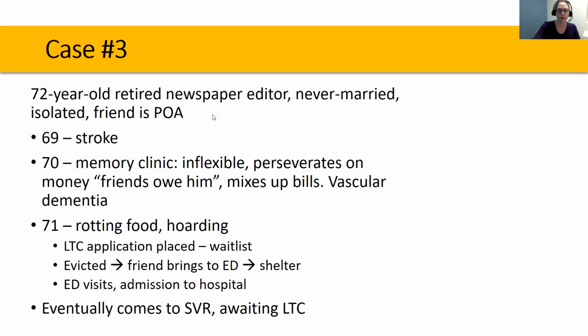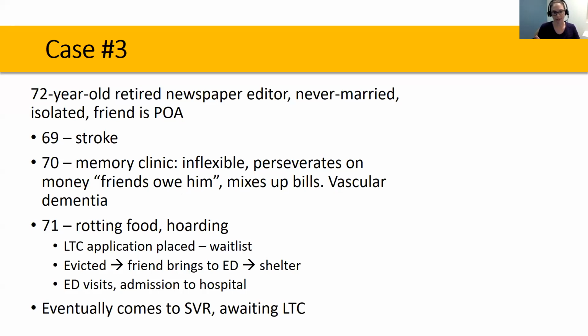The next case is a 72-year-old retired newspaper editor, never married, relatively isolated, with limited friends. He has one friend who is his power of attorney. At the age of 69, he has a stroke. At the age of 70, the friend asks the family doctor to refer him to a memory clinic because, again, he notices that he's inflexible. He's perseverating on money that his friends owe him, mixing up bills, and is diagnosed with vascular dementia. At the age of 71, there are concerns about rotting food that he is hoarding. He's deemed incapable of long-term care decision-making. A long-term care application is made and he is on the wait list.